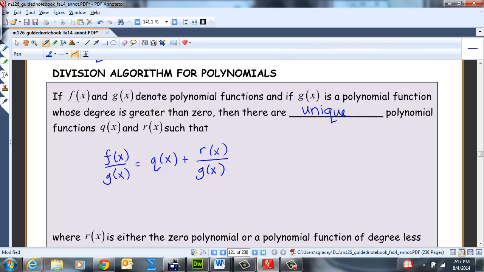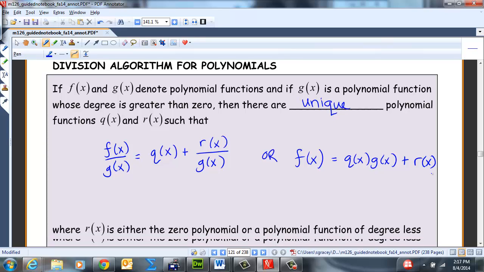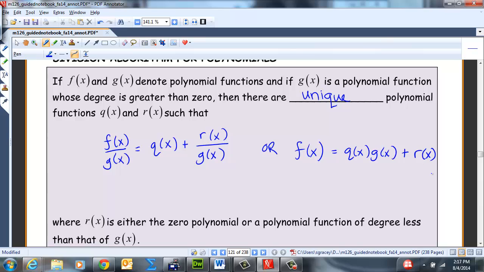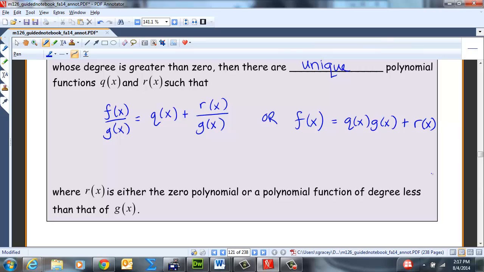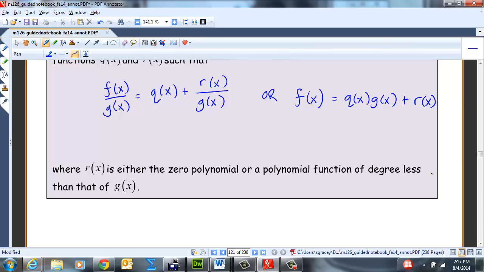Now another format that you could write that in is if you multiplied everything through by g of x, you would have an equivalent format that reads, f of x is q of x times g of x, plus our remainder in x. So just depending on the format that one needs, we get either format. So r of x is either the 0 polynomial or a polynomial function of degree less than that of g of x.